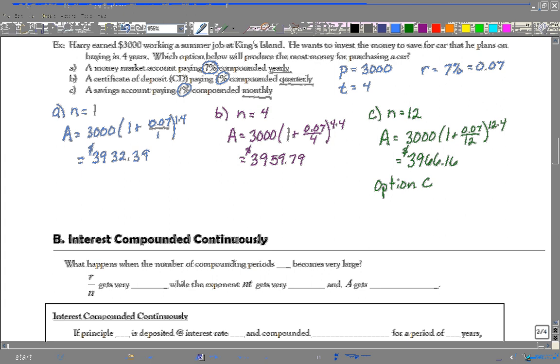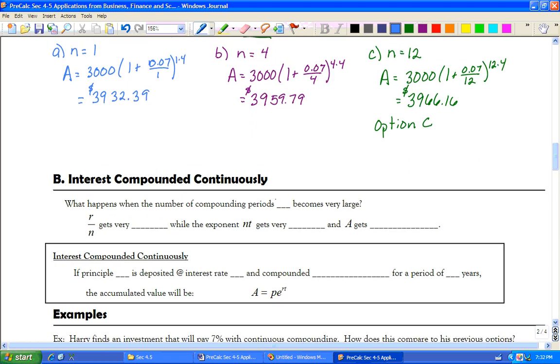Okay, as we've seen in our last example, the more compounds per year we have, the higher accumulated value that we're going to get. So what if our compounds happen continuously? Well, let's take a look at the equation. So what happens when the number of compounding periods n becomes very, very large?